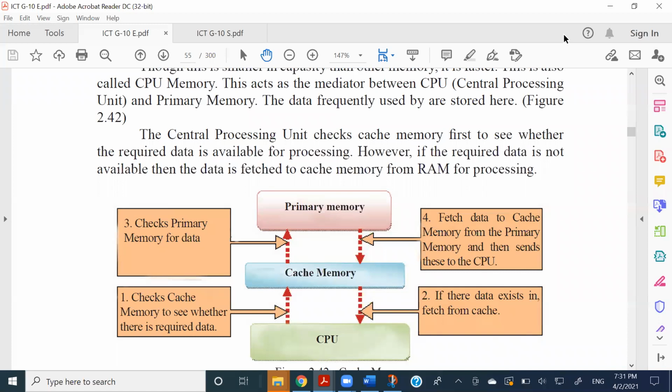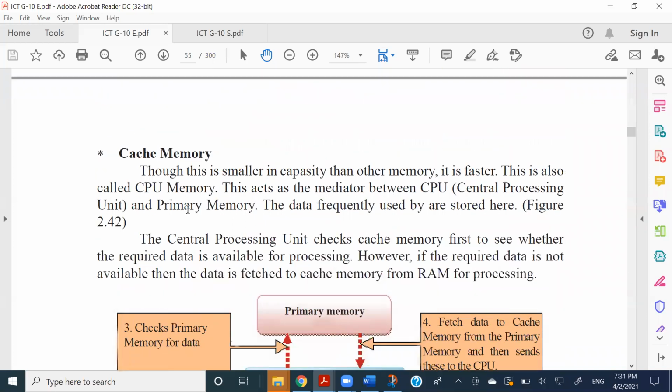Right. Great. Okay. So let's write about the cache memory then, right?